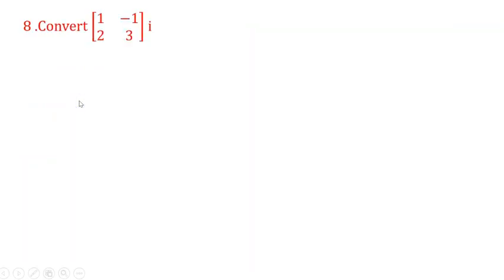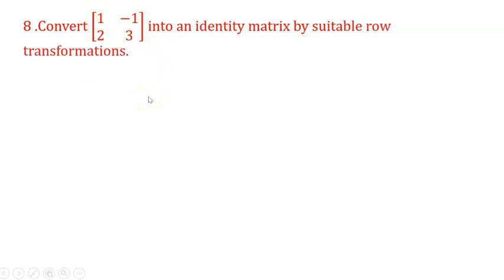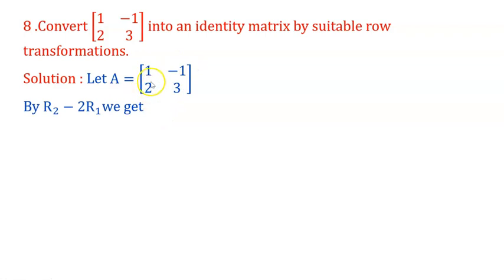Now next question. Convert 1 minus 1 2 3 into an identity matrix by suitable row transformation. Let A equal 1 minus 1 2 3. To make identity, first make this 2 a 0. Therefore, the first operation is R2 minus 2 times R1. That is 2 minus 2 into 1, that is 2 minus 2, here you will get 0. Next operation on this 3, that is 3 minus 2 into minus 1, that is 3 plus 2, you will get 5.